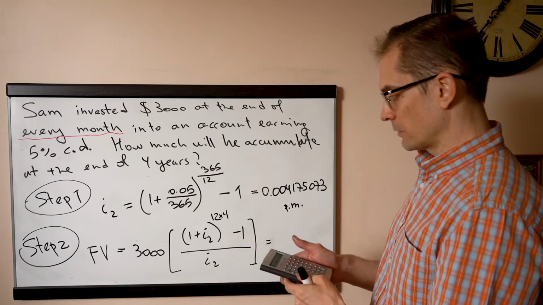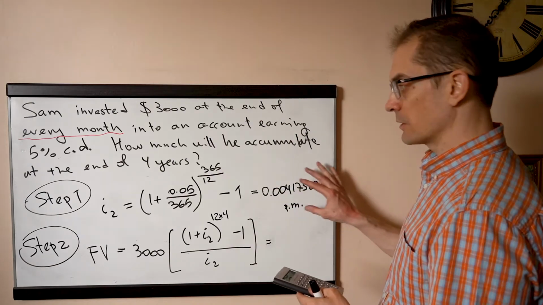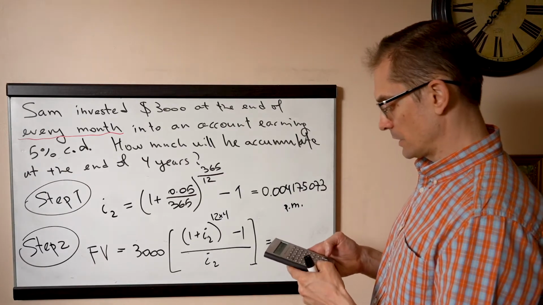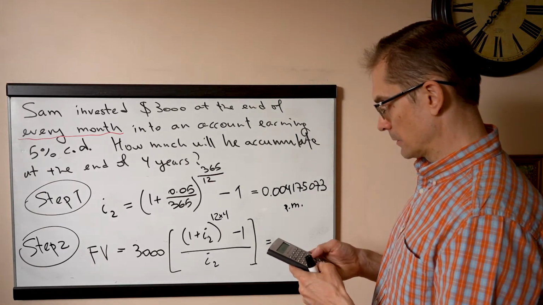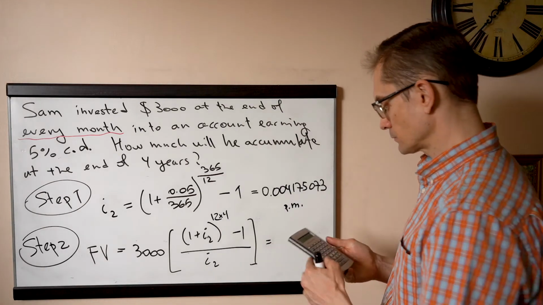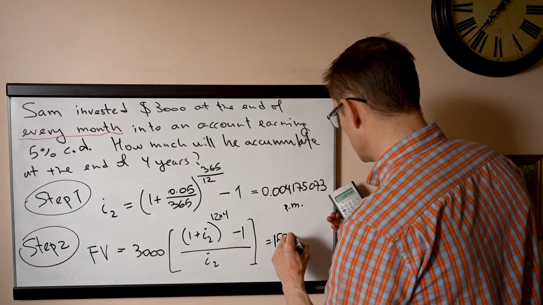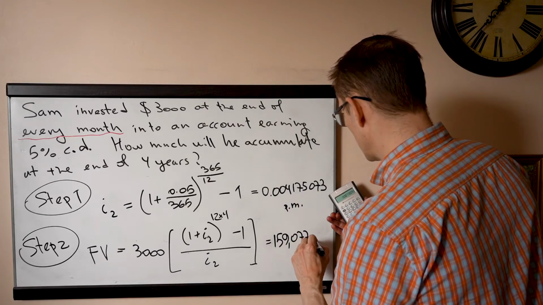Because that annuity is already simple with this new rate I2. Okay, so let's now calculate. I will keep this rate in the calculator memory for easy calculation. So it will be 159,077.01.